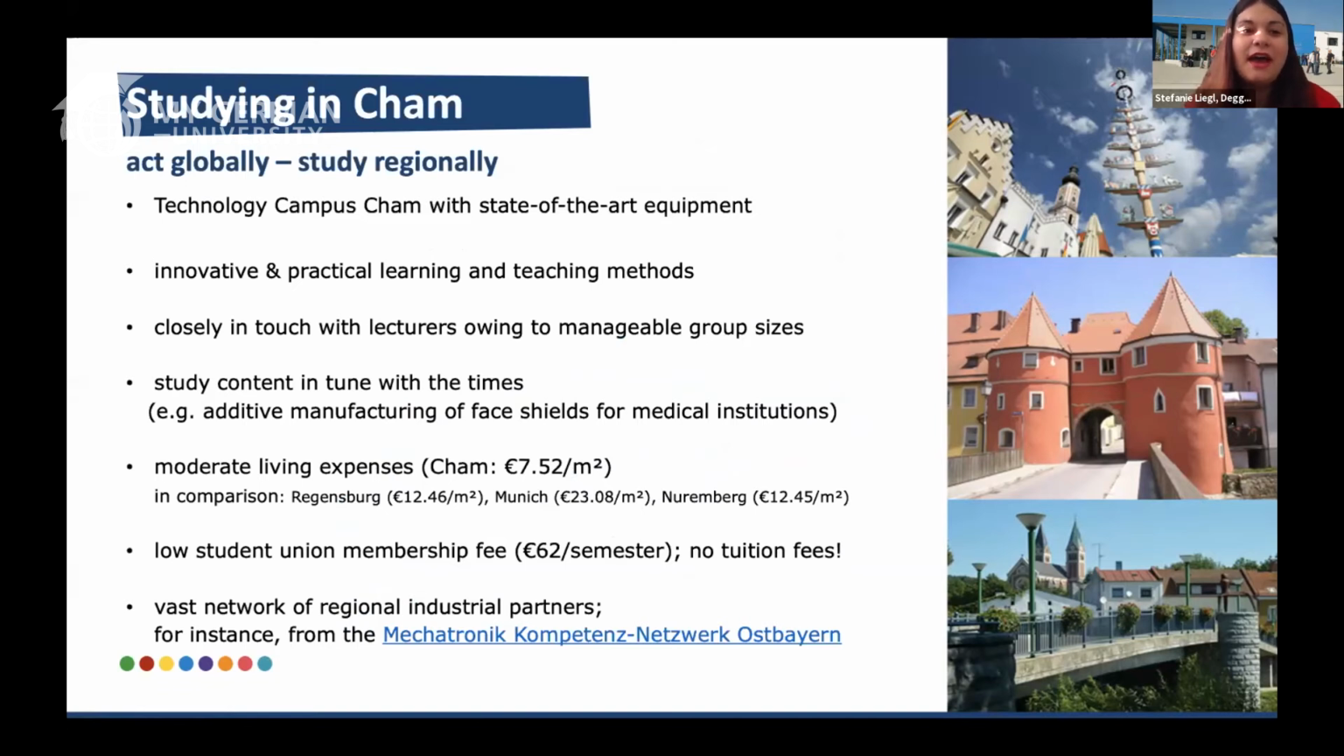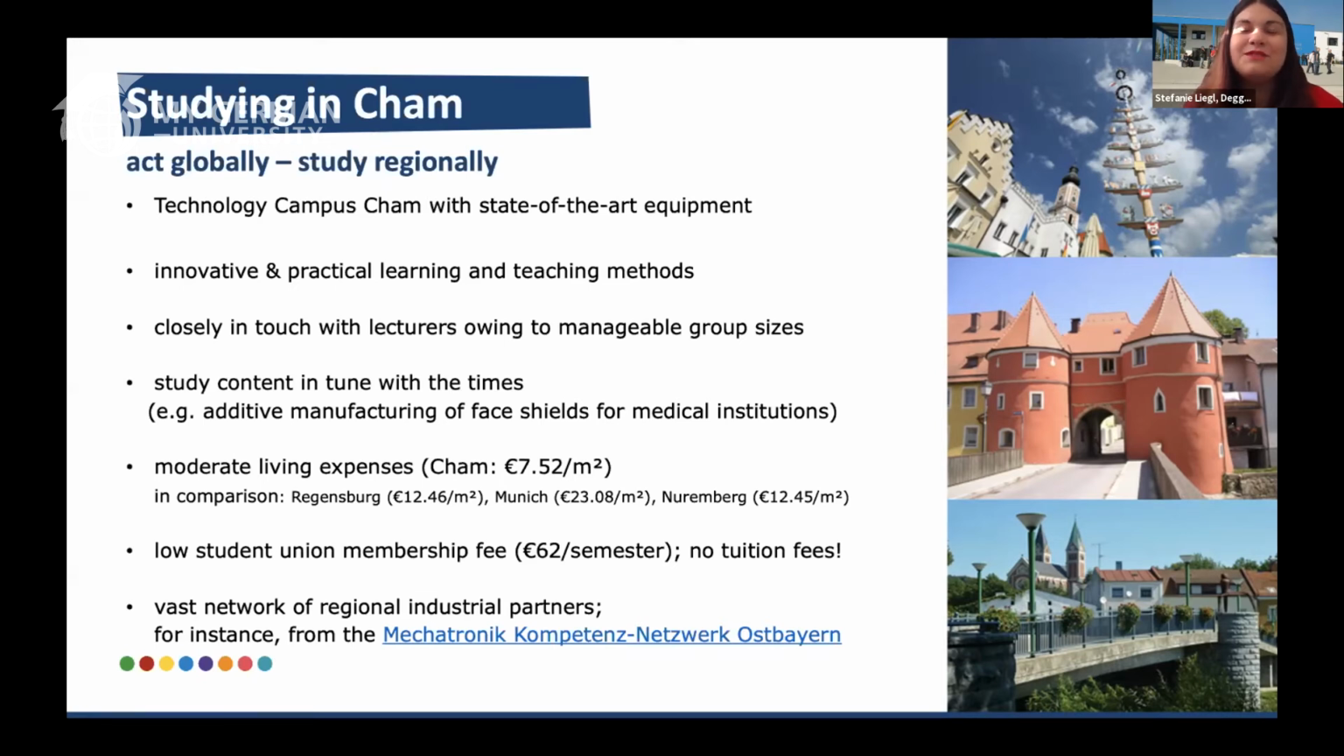Next slide. Studying in CAM, actually, CAM is not as big a city as the other 2 you might have heard, but there are some advantages to living in a smaller city, because actually the moderate living expenses are to be mentioned. If you compare those to Regensburg, Munich, or Nuremberg, you can see that you can save a lot of money here. Also, because the campus is very small, we have around 350 students.